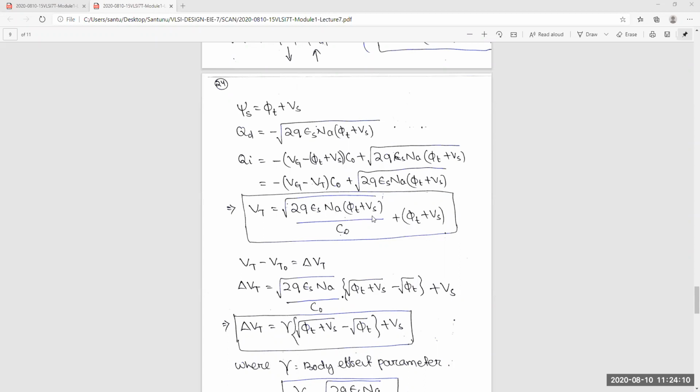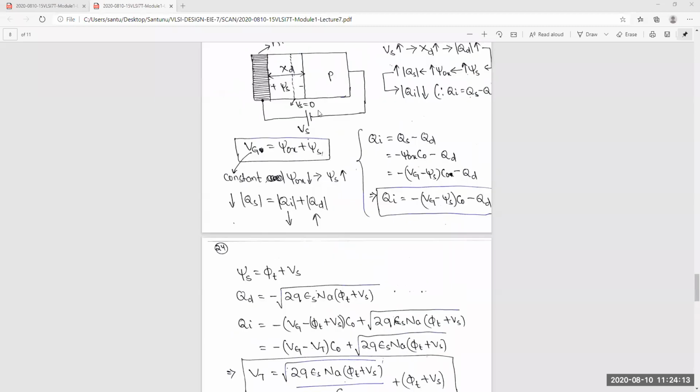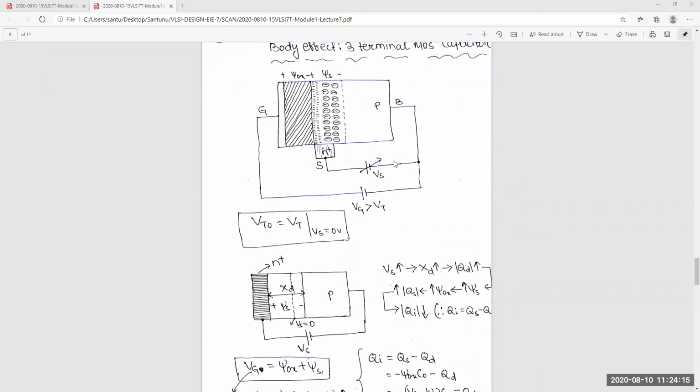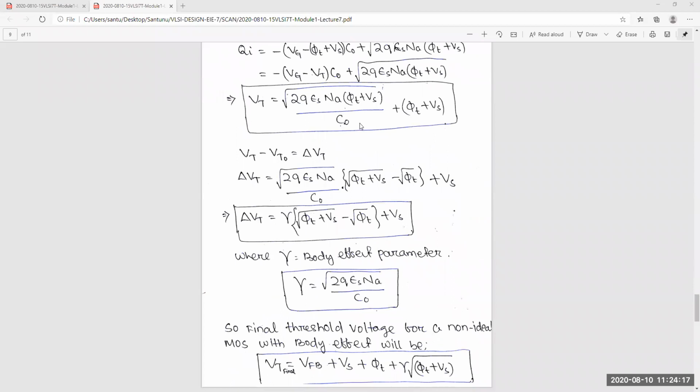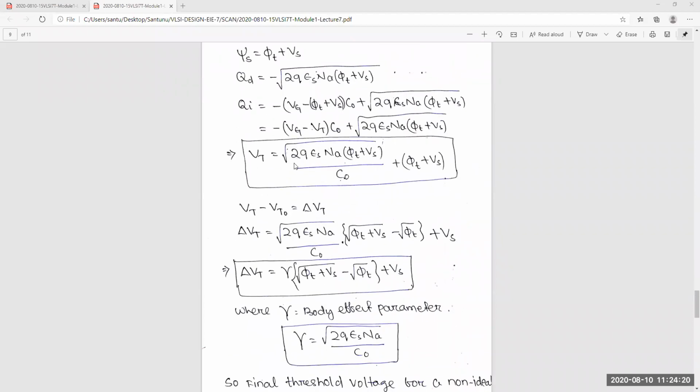So if you put Vs equal to 0 here, there is no body effect. If you put it 0, that means this will come as usual, the normal threshold voltage, 2q epsilon Na phi t by C0 plus phi t. So this part is your surface potential, this part is your oxide potential. Yes or no? So due to this body effect or source to body voltage, this part is newly generated. So adding the Vs. Okay.